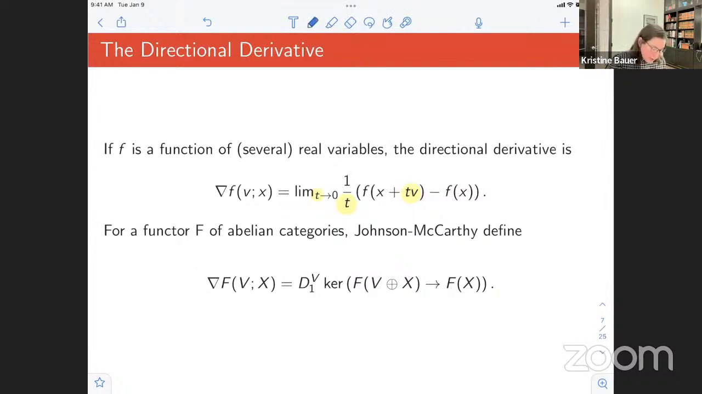Now I want to use the fact that I know something about what's happening with f of x plus v. Remember, my second cross effect is trying to determine the difference between f of x plus v and f of x plus f of v. So in this kernel, I can split off f of x, f of v, and the second cross effect. And when I take the kernel, what's left is f of v plus the second cross effect.